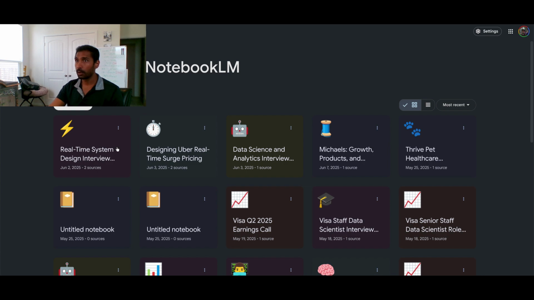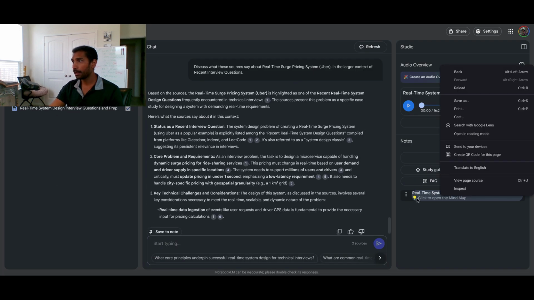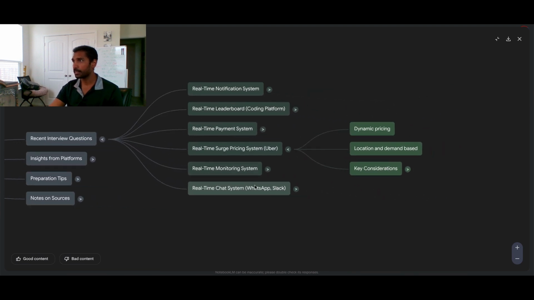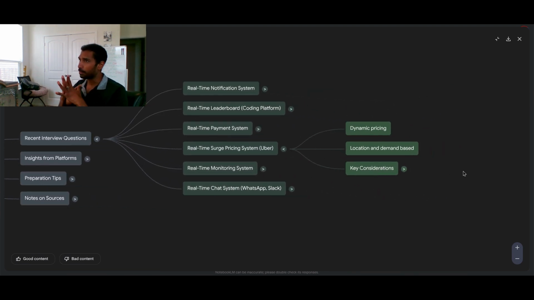So I'm going to go back to the mind map, open the mind map here. So recent interview questions and real-time pricing system by Uber. Some of the aspects we want to keep in mind are dynamic pricing, location and demand-based situations, and the key considerations while solving a system design problem. Okay, that's a handful of things we want to remember. I'm going to share this mind map with the team once I have this content up and ready on YouTube.